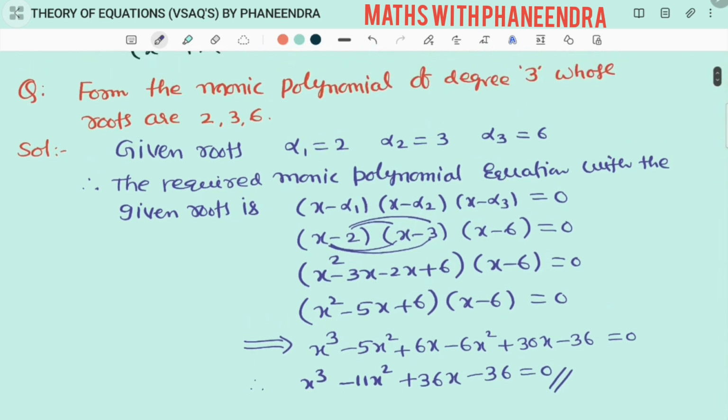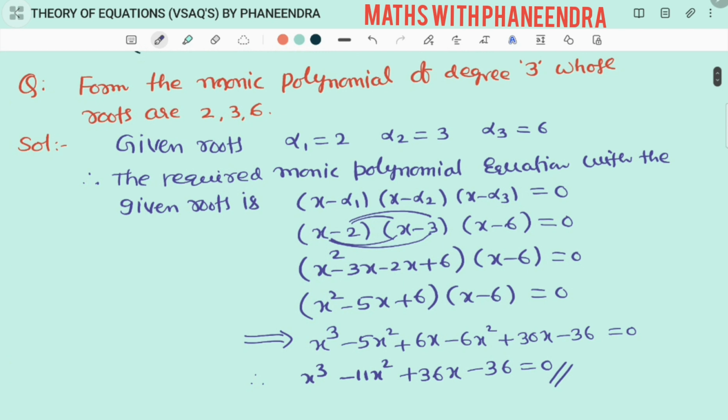This is the way you can do it, dear students, when the question asks for roots. Form a polynomial equation of lowest degree with roots 1, minus 1, 3. You can practice this example: alpha 1 is 1, alpha 2 is minus 1, and alpha 3 is equal to 3. Substituting these, you can get the answer.